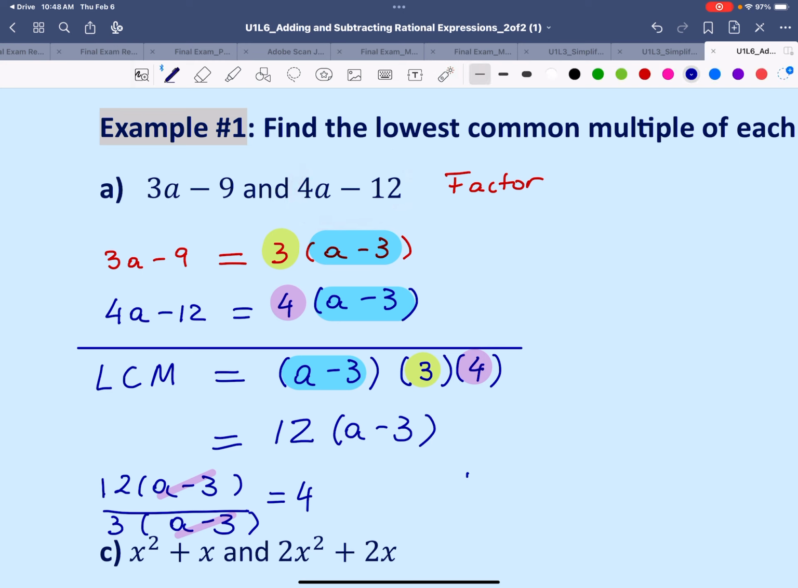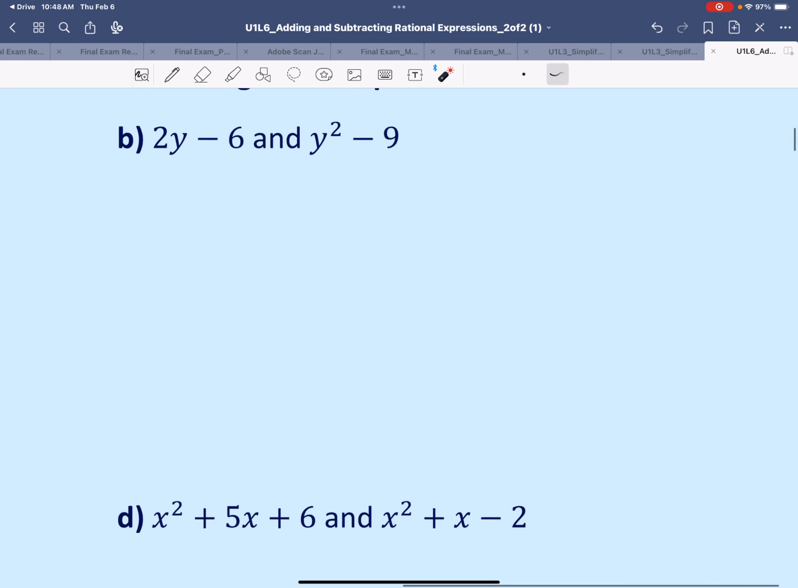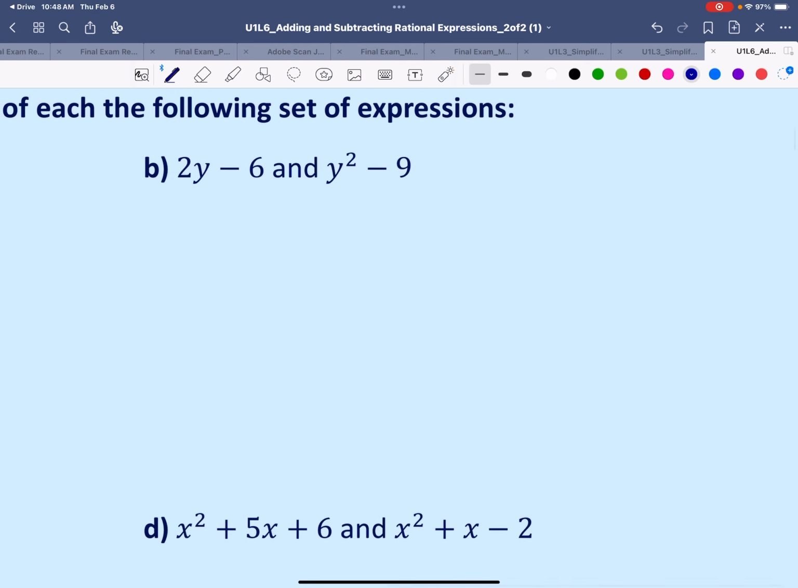So 12 times a minus 3, in the meantime, is divisible by, or divides evenly into, 4a minus 12, which is in other words 4 times a minus 3, and the answer is 3. So in 12 times a minus 3, we have 3 of the 4a minus 12. In the same way, we reason about the next set of binomials or expressions.